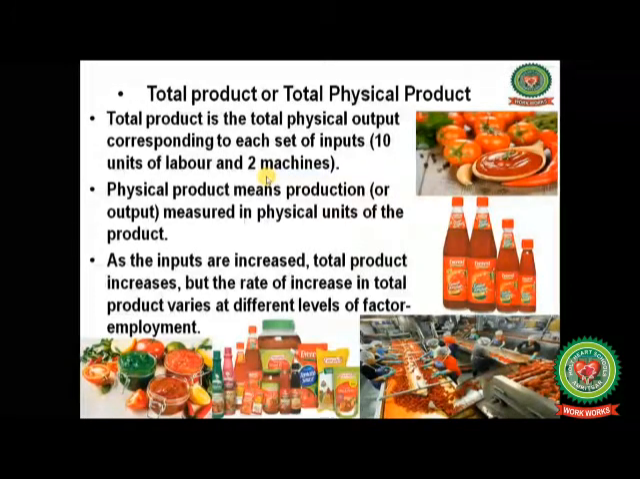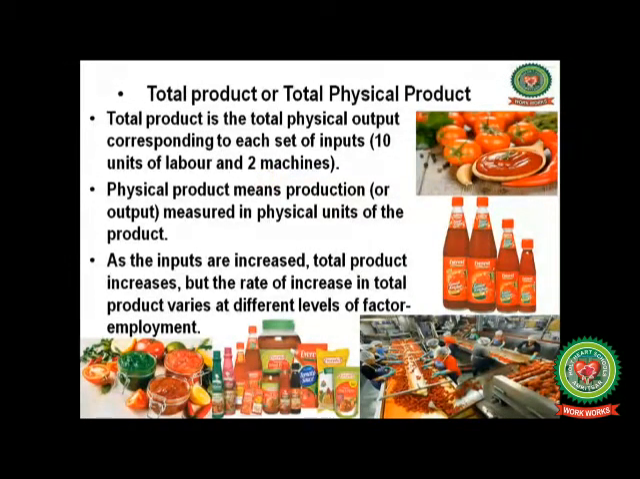The total product is the total physical output that corresponds to each set of input. Here we have taken the combination of 10 units of laborers and 2 machines. Physical product means the output that is measured in the physical units of the product. As the inputs, here labor, are increased, the total product increases accordingly, but the rate of increase in the total product depends upon the level of factor employment.